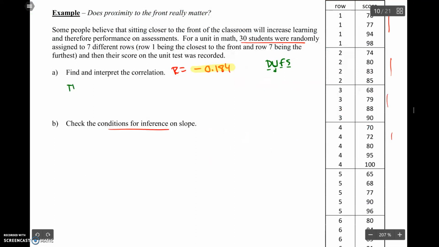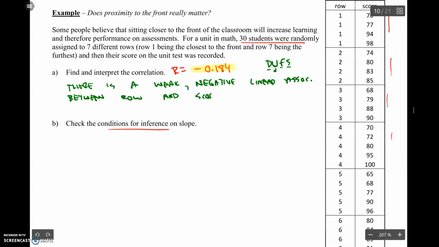So there is, I'll just say, weak negative linear association between row and score. For the people in this experiment, something like that maybe.